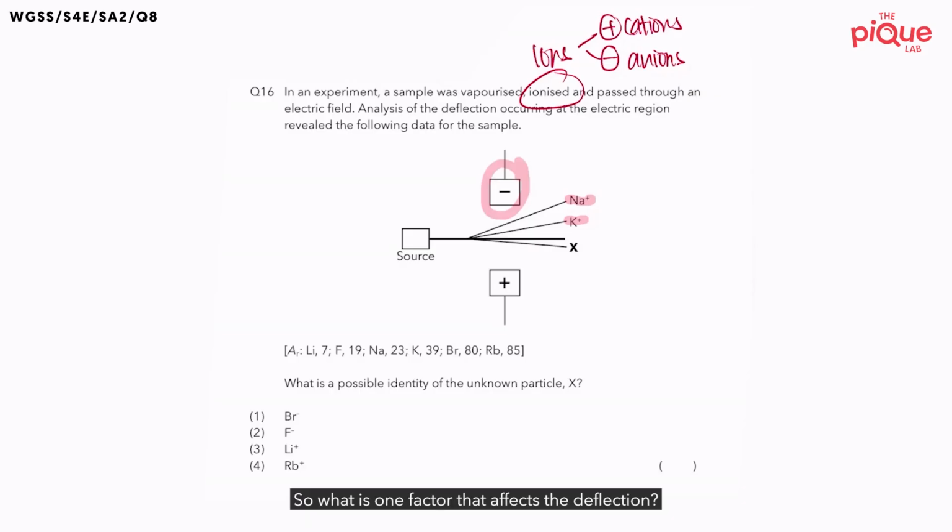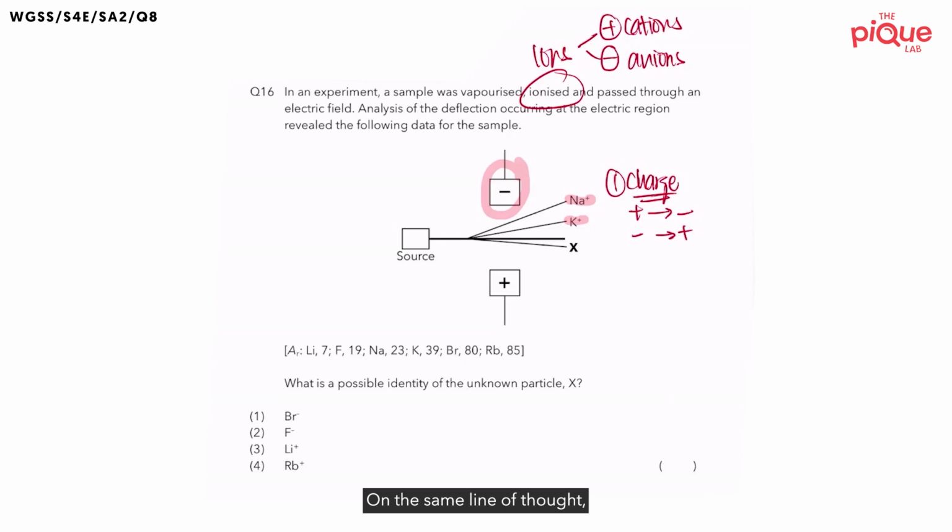So what is one factor that affects the deflection? One factor that affects the deflection is the charge. So positive will be deflected towards negative and negative will be deflected towards the positive. On the same line of thought, can we take a look at the unknown ion X over here? Where is it deflected towards? Is it the same plate as Na+ and K+? No. X is being deflected towards the positive plate over here.